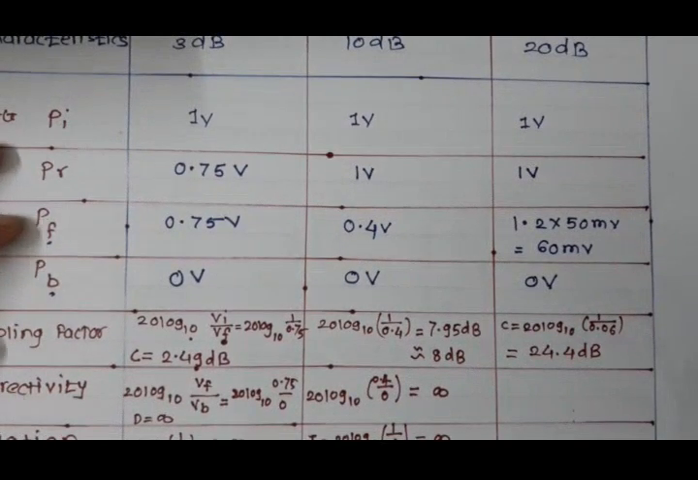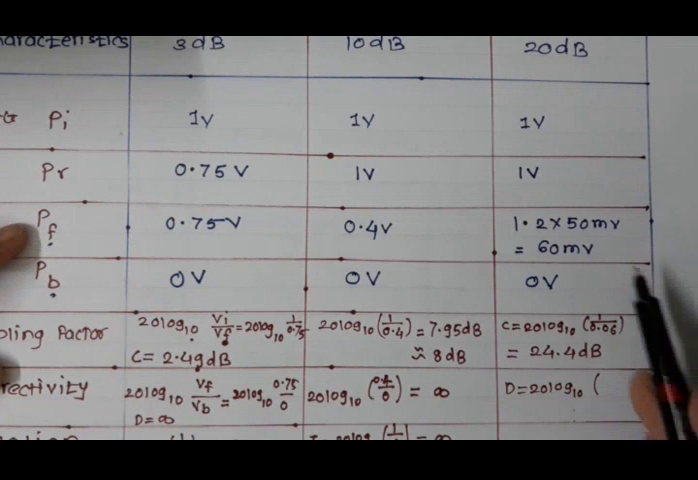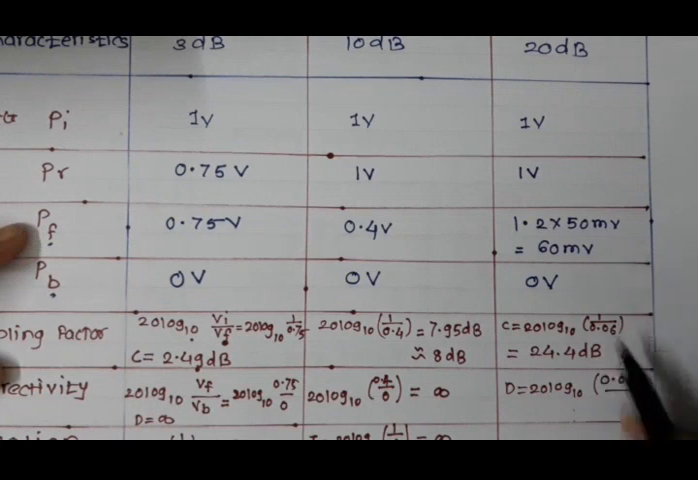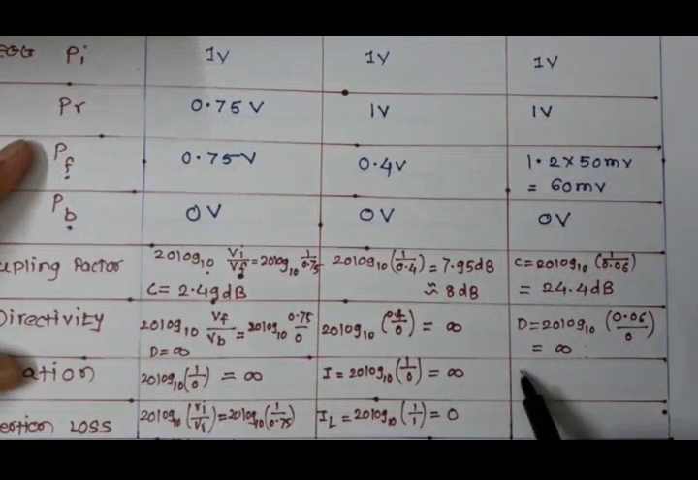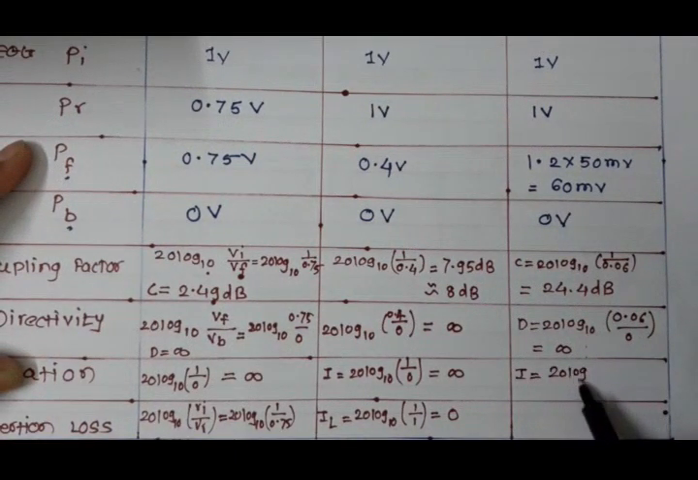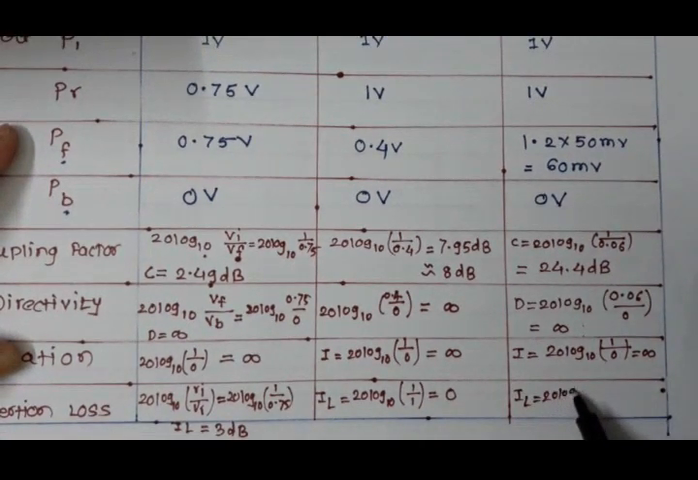Now the next calculation is about the directivity. D is equal to 20 log to the base 10 of the forward power, and here you can see the forward power is 60 millivolt, that is 0.06, divided by back power, that is 0. So this comes infinite. Now the next parameter is the isolation. How are we going to calculate the isolation? 20 log to the base 10 input, that is 1 volt, divided by back power, that is 0. Again it will be infinite. The next one is the last, that is insertion loss. This will be 20 log to the base 10 input power divided by received power. Now 1 by 1 will be 1 and the output will be 0.